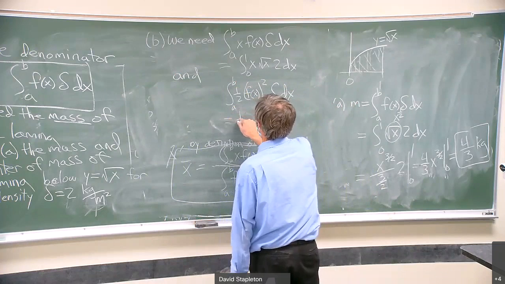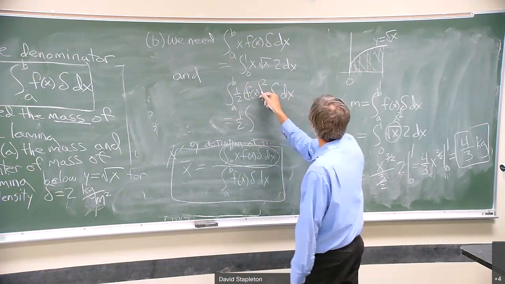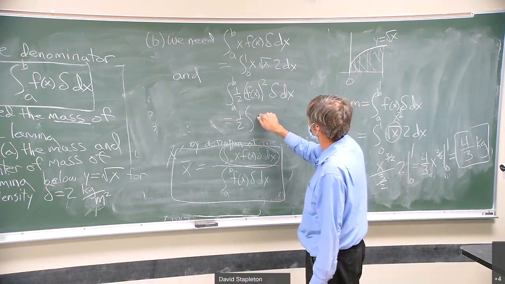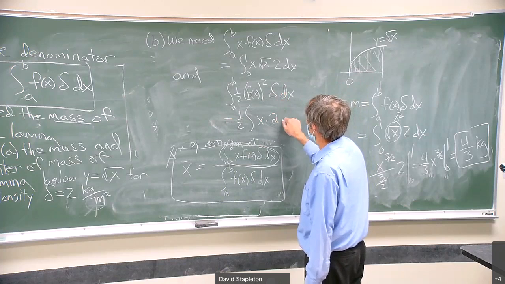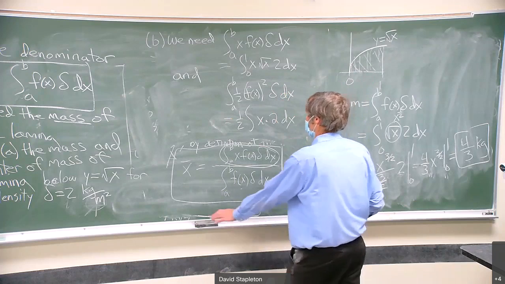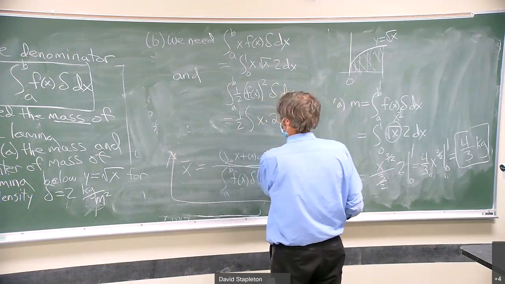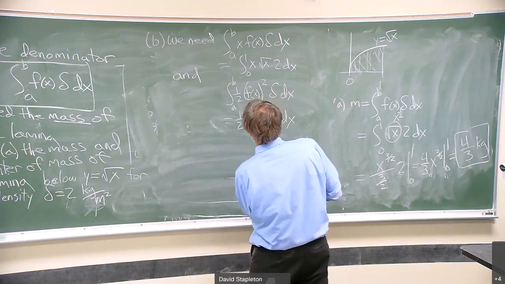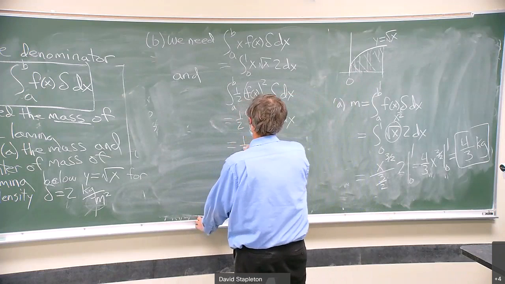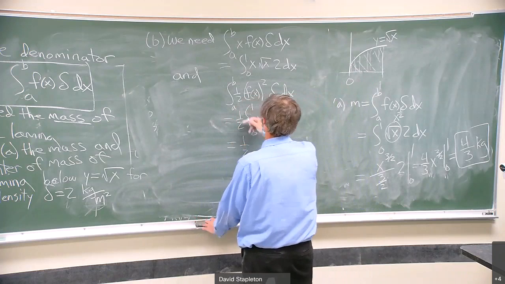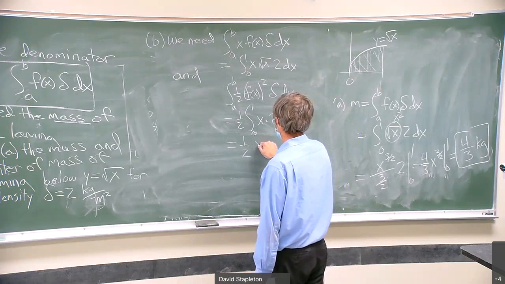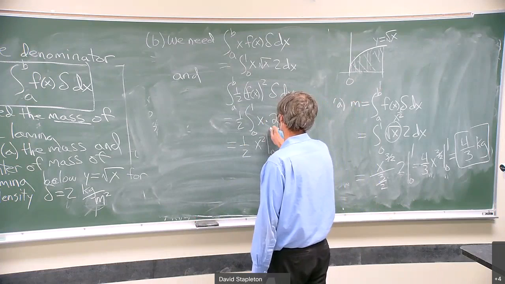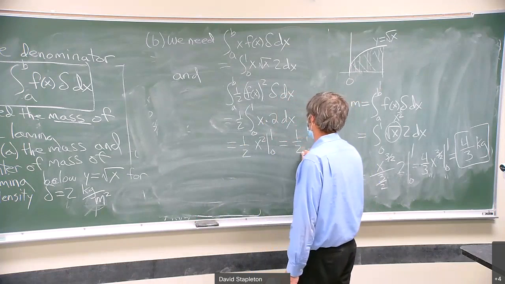Well, let's see, that's 1/2 integral. Now f of x is square root of x, f of x squared is x, right? And delta is 2. So this time we just have to integrate 2x. That gives us x squared, and it goes from 0 to 1 as the endpoints of the lamina still. So it's 1/2 x squared, plug in 0 and 1 and take the difference. This just comes out to be 1/2.